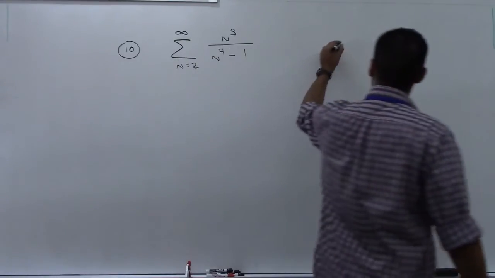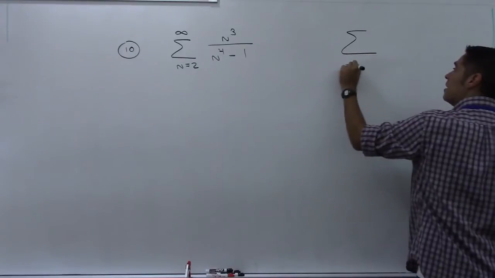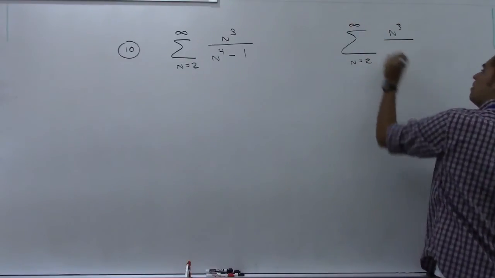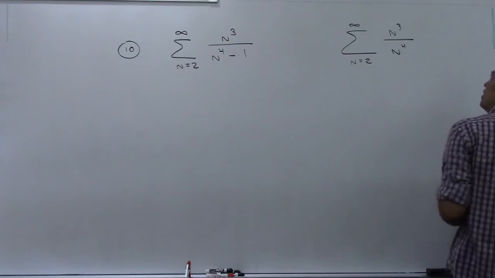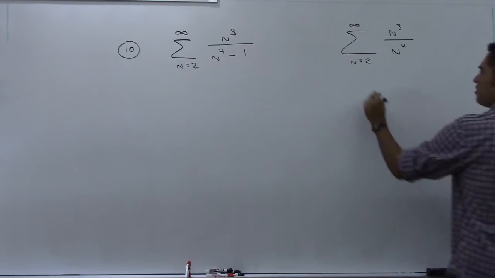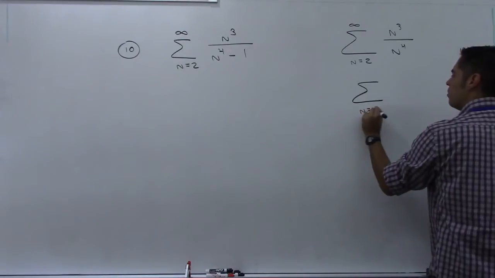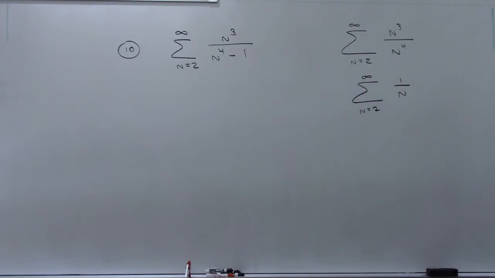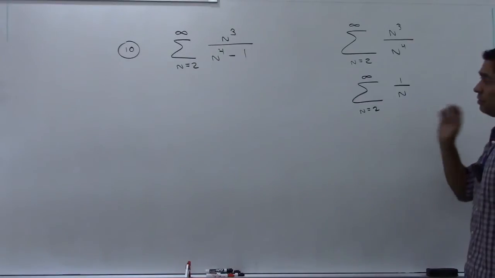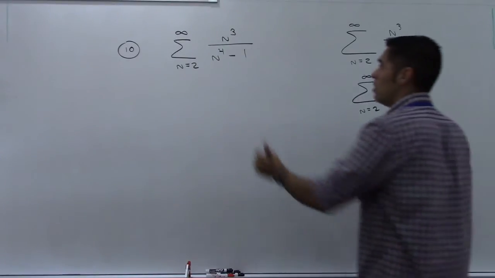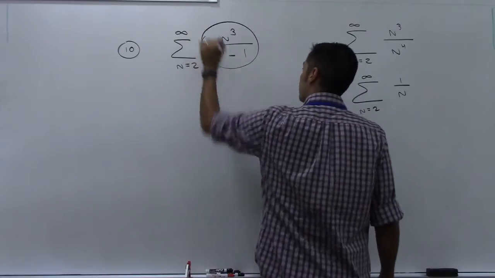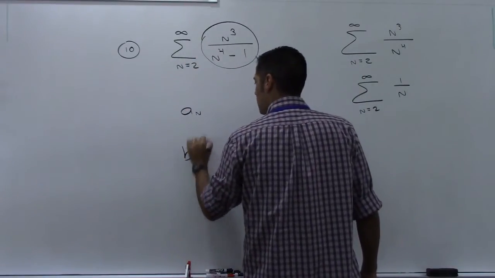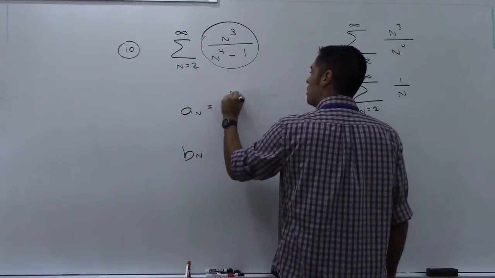If n is really big, then the top is acting like n cubed. The bottom is really acting like n to the 4th. And so this is really looking like sum n equals 2 to infinity of 1 over n when I just reduce that out. So this is what I would want to compare it to. I'll be a little better with my notation here. I'm going to say a sub n is this one.